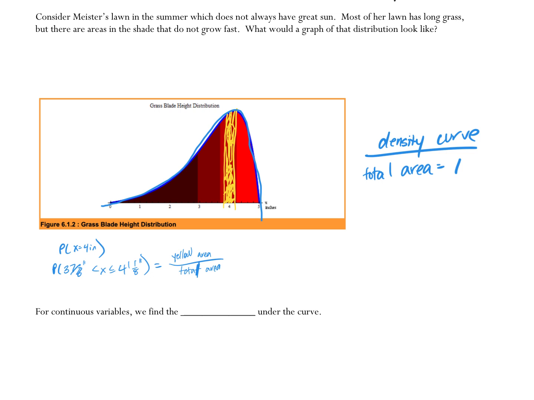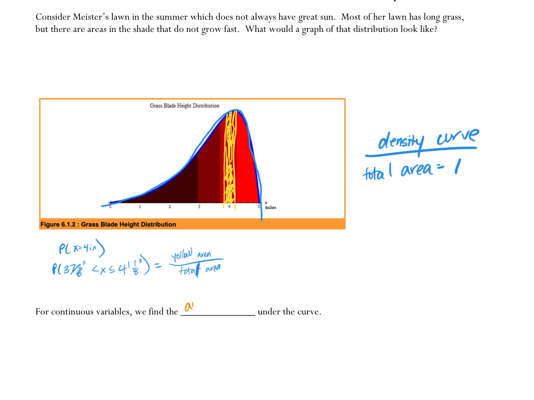So we create these equations where the total area that describes my graph is 1. So now finding that yellow area is in and of itself enough. That tells me the probability. So when we use a density curve, which your calculator is pre-programmed with one in particular that we care about quite a bit.